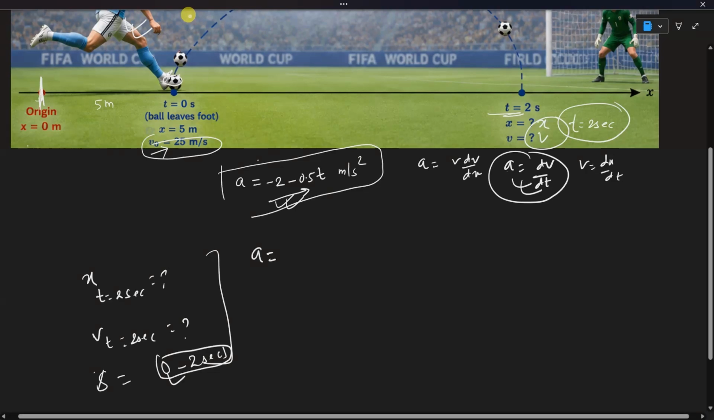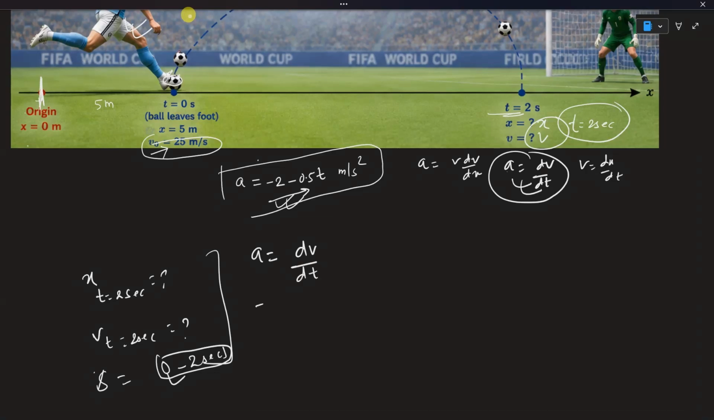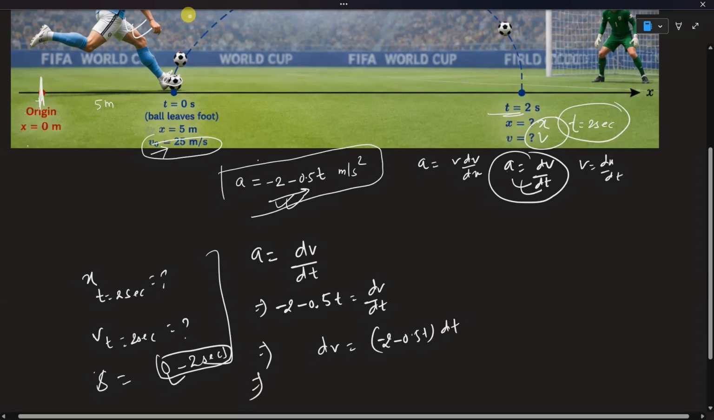Acceleration in this case can be written as change in velocity with respect to time. So -2 - 0.5t = dv/dt. So you can write dv = (-2 - 0.5t) dt, right? Now here you have the given thing. You will integrate this in terms of your given condition, then you can find the value.